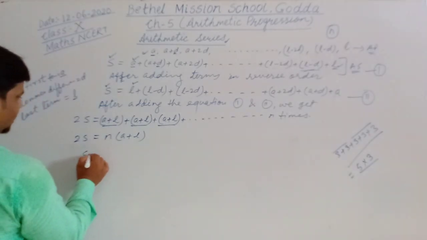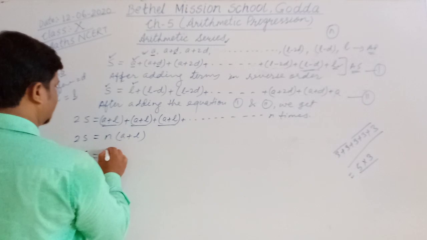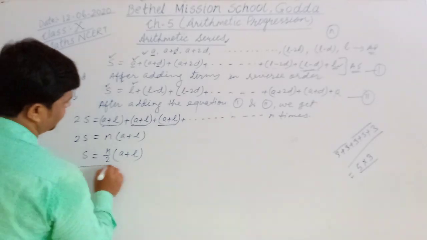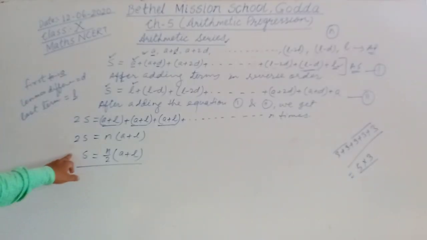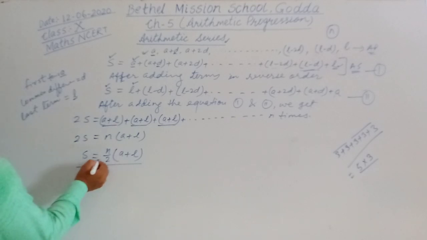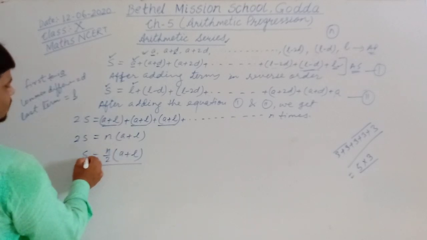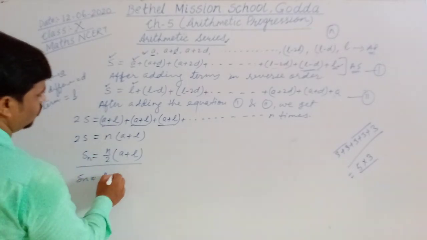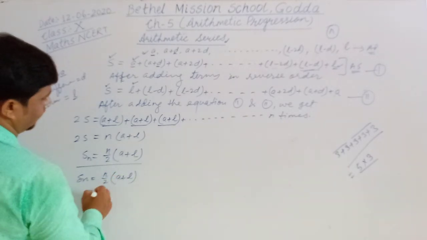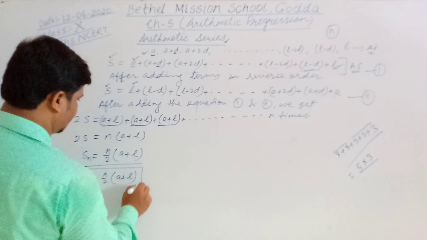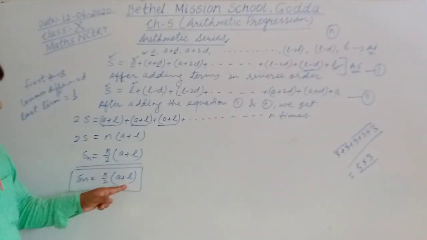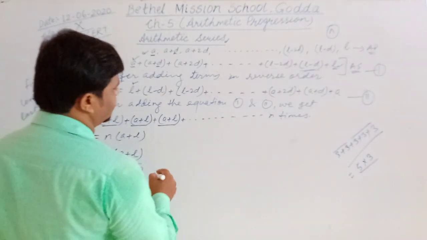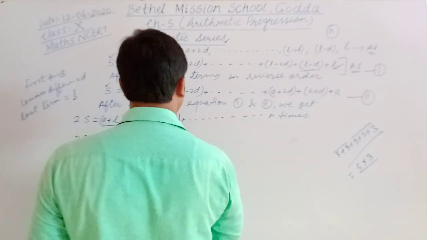After that, 2 is transferred, so S equals n upon 2 into A plus L. This is the property of arithmetic series, the sum of n terms. Because this is the sum of n terms, we can write Sn equal to n upon 2 of A plus L. This is the property. Another property we can find from here only. You know that L is the last term, and L means An.